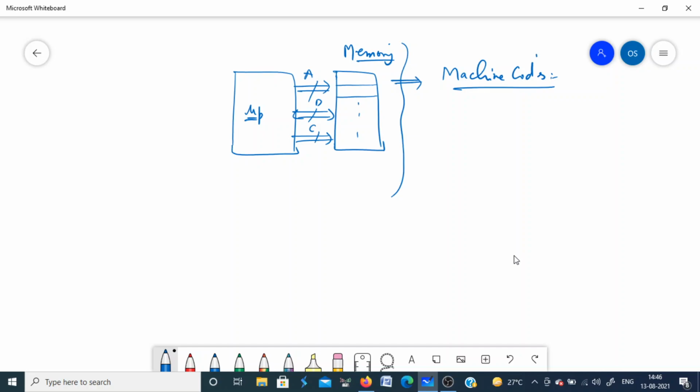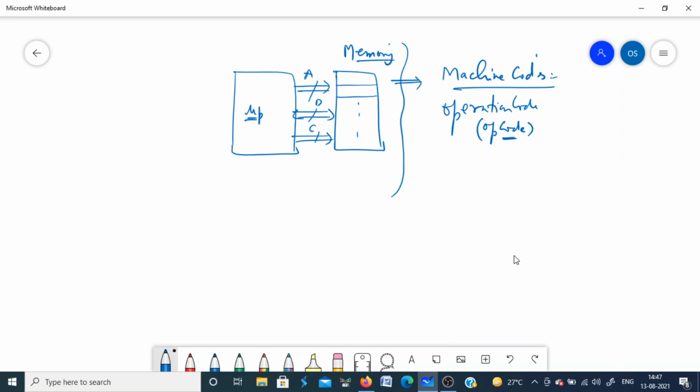Okay, so each code has a specific meaning, which is basically called the operation code, or opcode in short. Operation code is a binary code. It may be an 8-bit code or a 16-bit code, depending upon the word length of the processor.